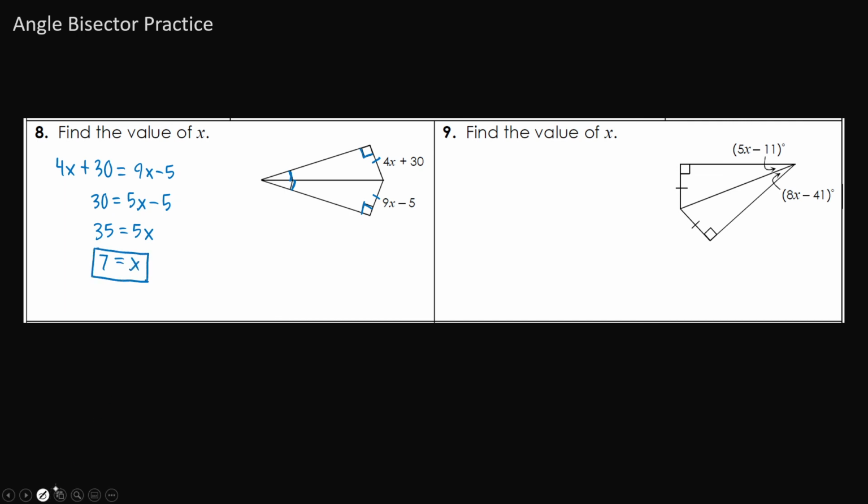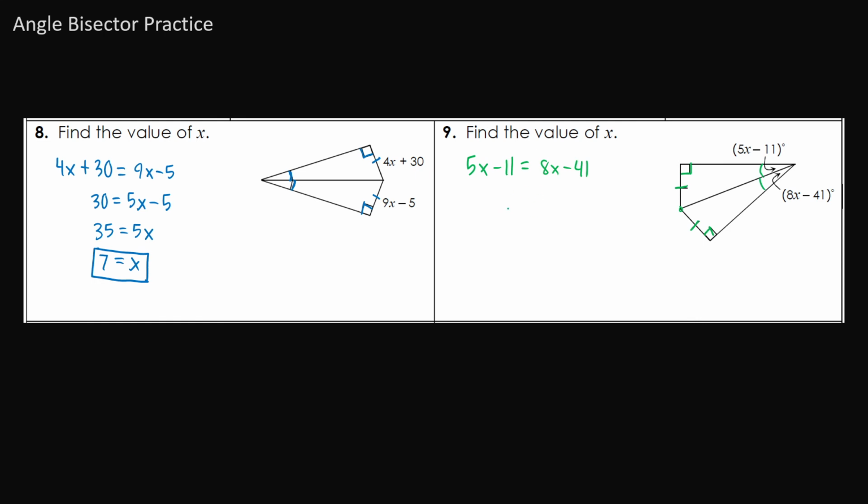And in the other instance, we're looking at the converse of our angle bisector theorem. So we are saying that if these two segments are the same distance from this point and they form a right angle with the outer rays, then we can say that the angle has been bisected. So if the angle's been bisected, that means each part of the angle is congruent to each other. So we're saying that 5x minus 11 is equal to 8x minus 41.